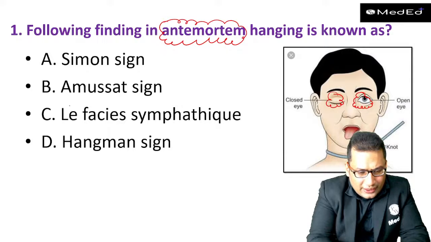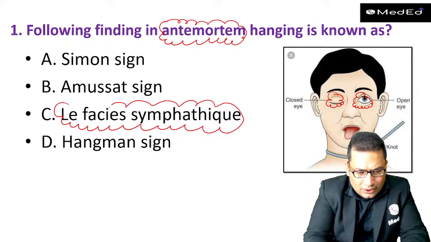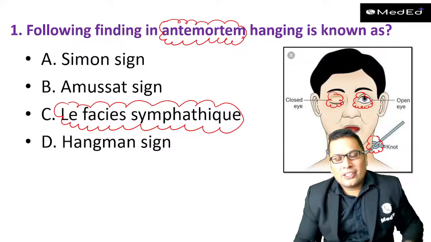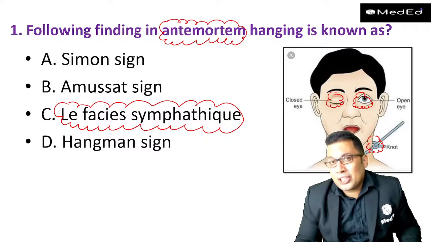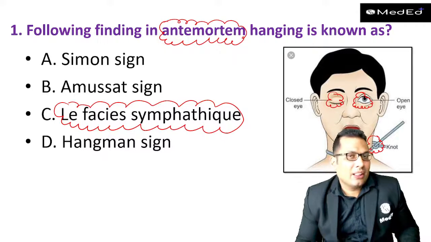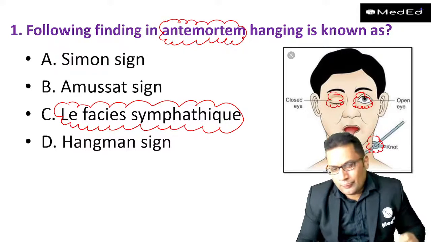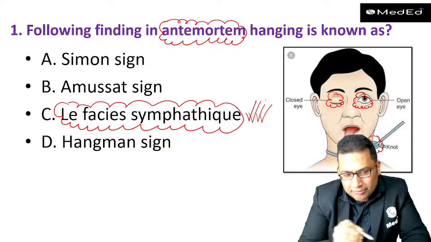So the answer is Lay face is sympathetic. This is the finding seen in case of ante-mortem hanging because of pressure over the cervical sympathetic chain, because of the ligature or because of the knot. The answer is C. C is the correct answer.